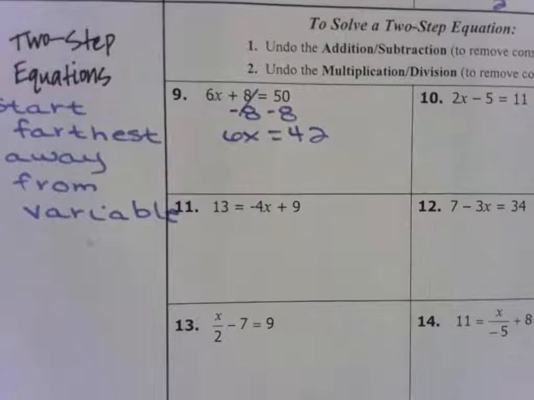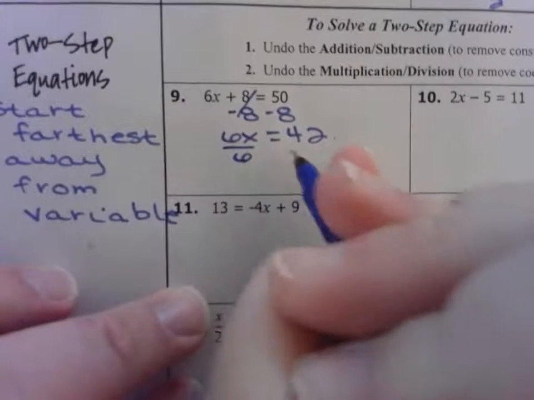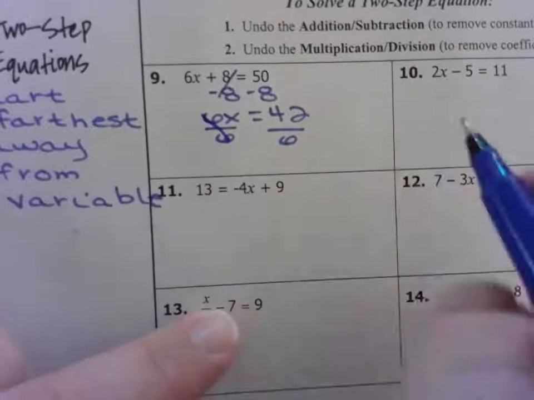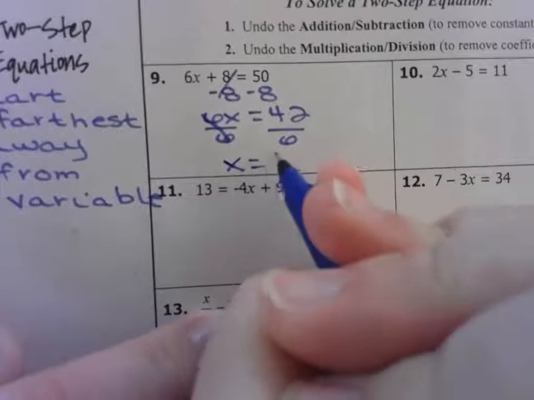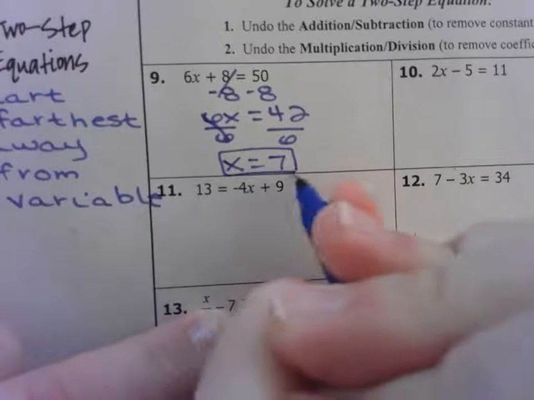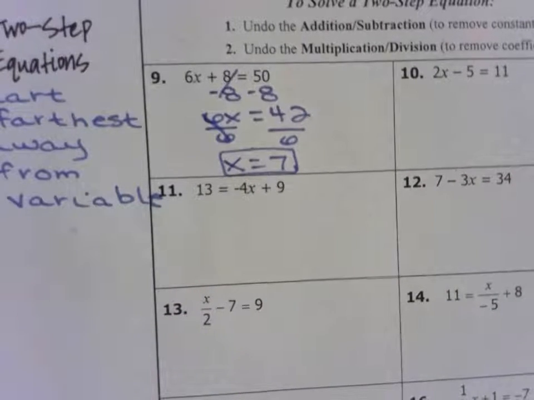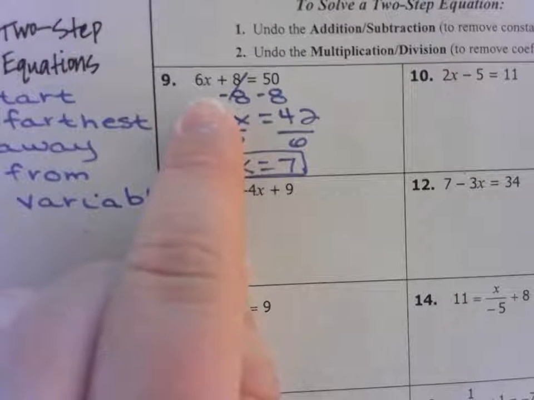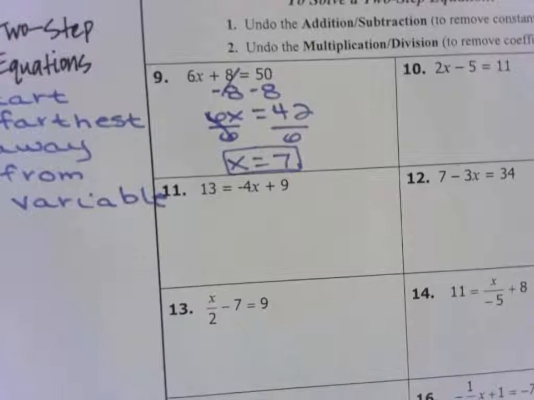Okay? Now, I have an equation like we did on the top. 6x equals 42. How do I get rid of the 6? Divide by 6. 6 times x, the opposite is divide. The 6's cancel. 42 divided by 6 is 7. So my answer is x equals 7. Like I said, you can always plug it in to check. If I plug in 7, what's 6 times 7? 42. Plus 8 is 50. So that is correct.